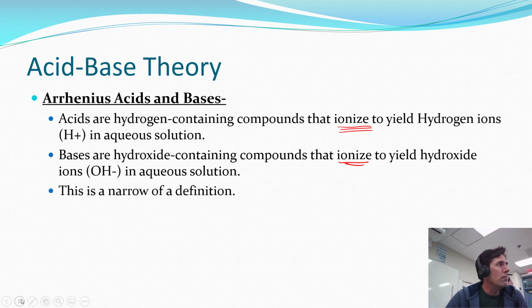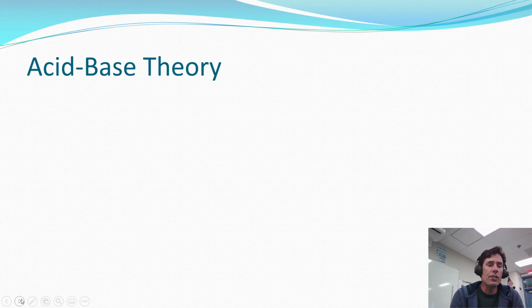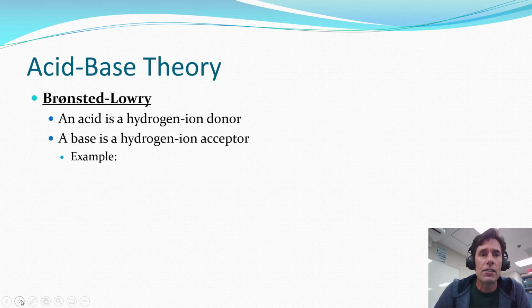And let me explain what I mean by a narrow definition by looking at the other theory of acids and bases, which was Bronsted-Lowry. Now, this is not saying that Arrhenius was wrong, it was just a narrow definition. Bronsted and Lowry wanted to come up with a better definition of an acid versus a base. They came up with the idea that an acid is a hydrogen ion donor, while a base is a hydrogen ion acceptor. So if you donate, you're giving. If you are an acceptor, you're taking.